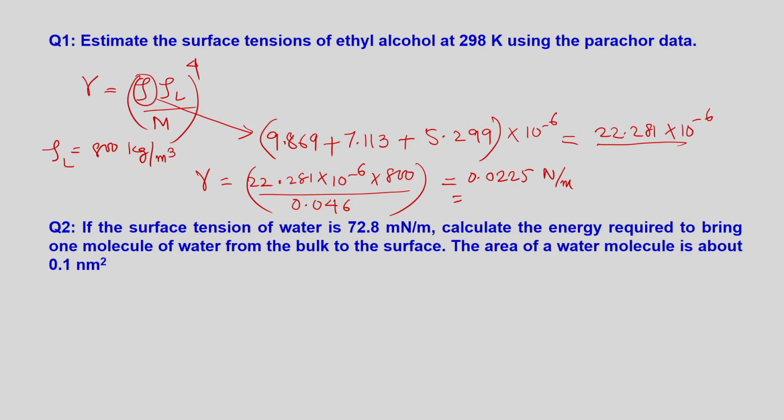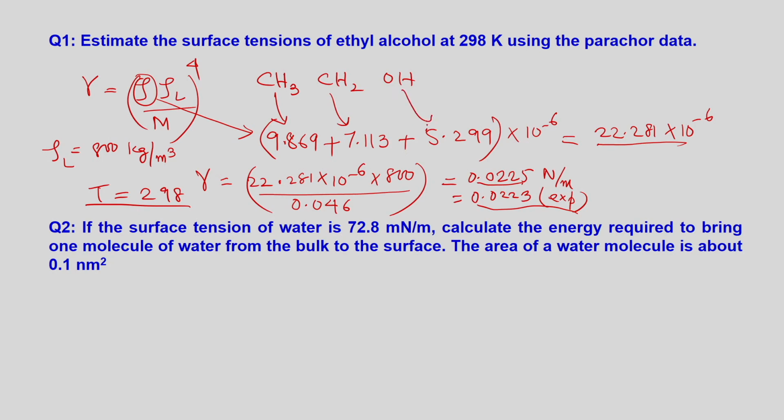The experimental value is very close: 0.0223. Remember it is temperature specific, 298 Kelvin. At 298 Kelvin, the experimental value for ethyl alcohol is 0.0223, and by this Parachor method you are getting 0.0225. So they match closely with each other. This is how you actually do it: you break up ethanol into CH3, CH2, OH, add these up to get the Parachor volume, and from the Parachor volume you get the surface tension.